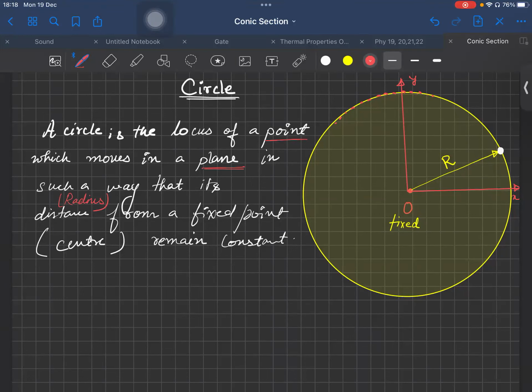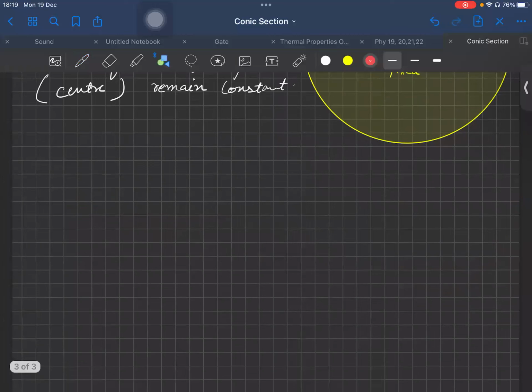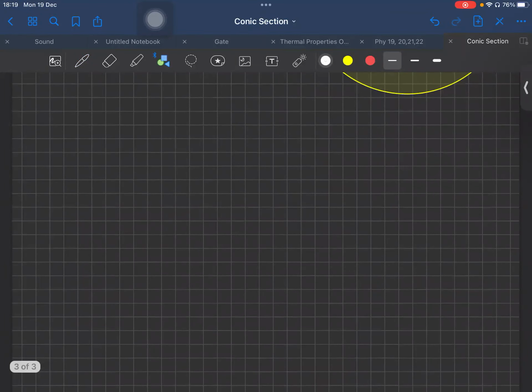So now you understood the definition of circle. It's a locus of a point, that means the path traced by this point from a fixed point at a fixed distance. Okay, that is called a circle. Understood? Right? Yes, sir. Okay. Now, whatever we have studied before in mathematics, I'll start from there. We'll try to understand circle from there.